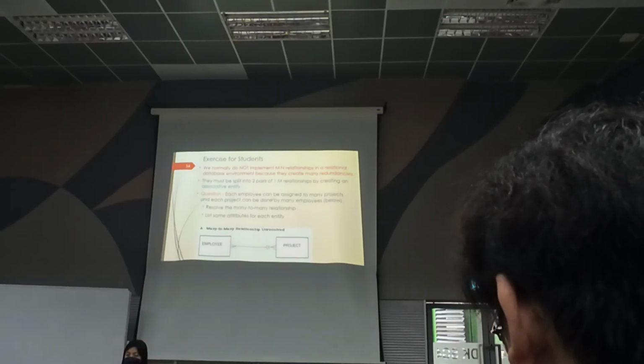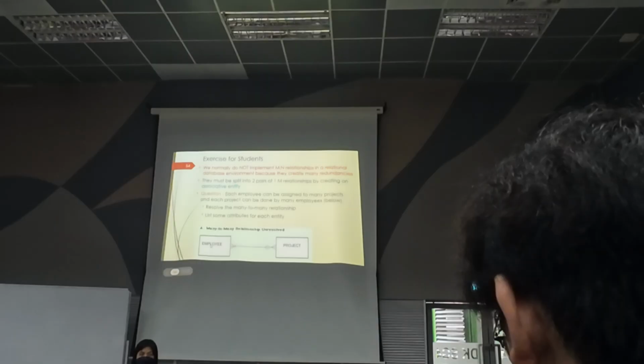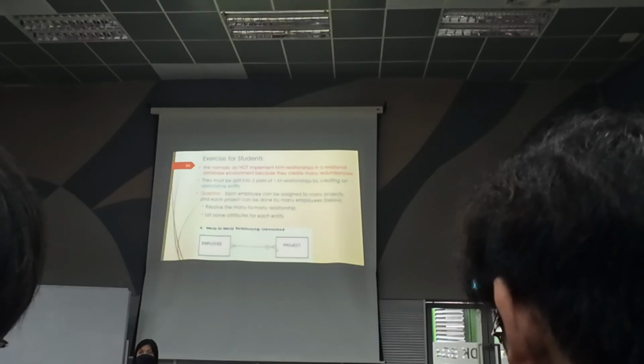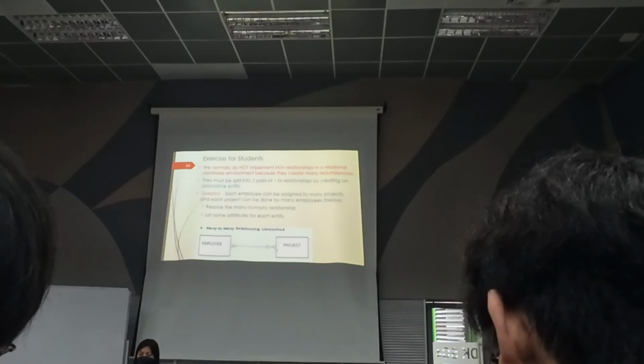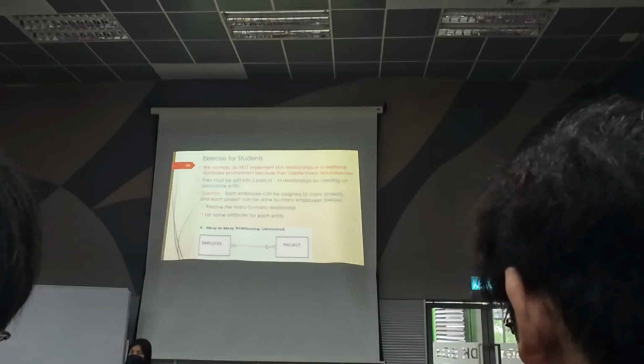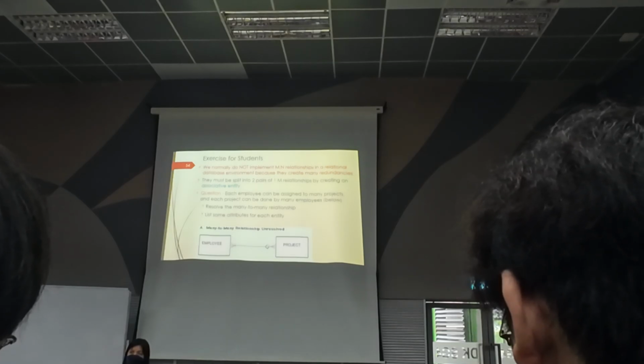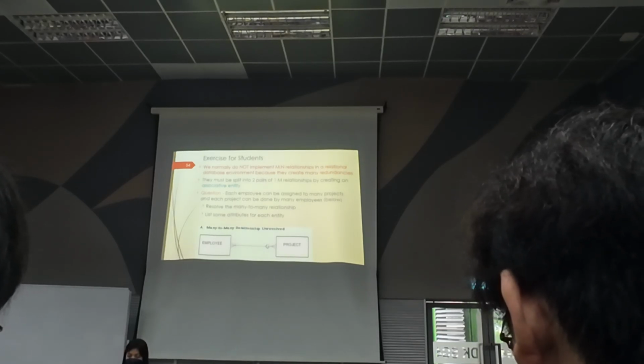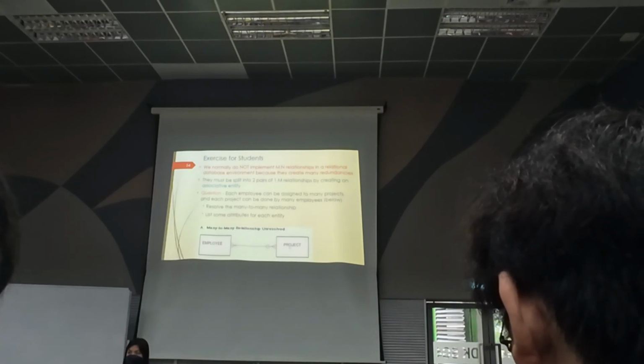Okay, this is the question. Each employee can be assigned to many projects. So from employee to projects, one employee can be assigned to many projects. So many is here. Minimum 0. That means one employee can be assigned to 0 projects, meaning this employee has no project. Most likely a new employee. Or works on many projects. So the 0 and the 1 here.